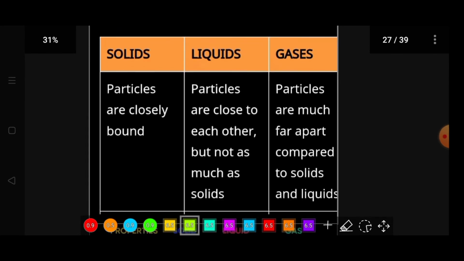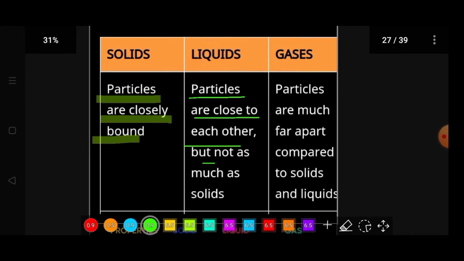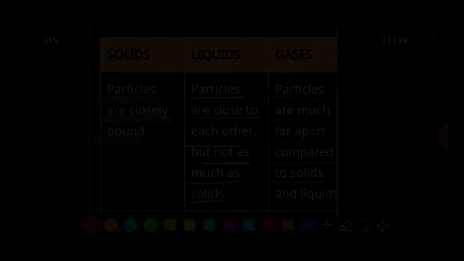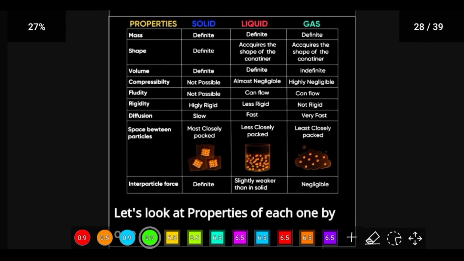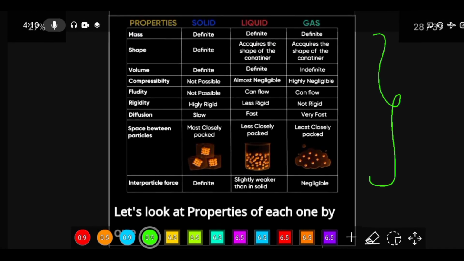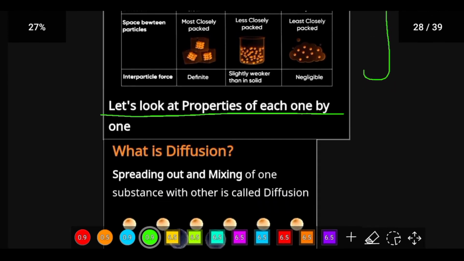Solid particles are closely bound. Liquid particles are close to each other but not as much as solid. Gas particles are much farther apart compared to solid, and you can see the difference between solid, liquid, and gases. Let us look at the properties of each one by one.